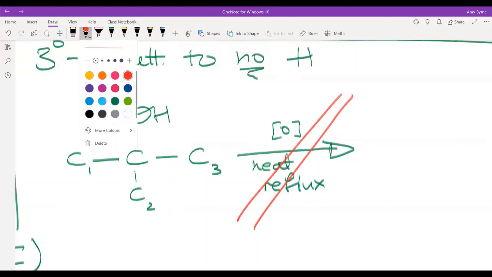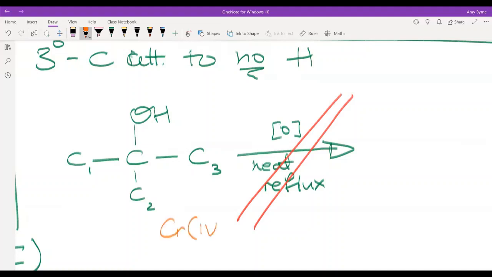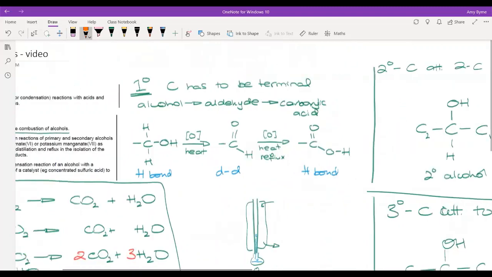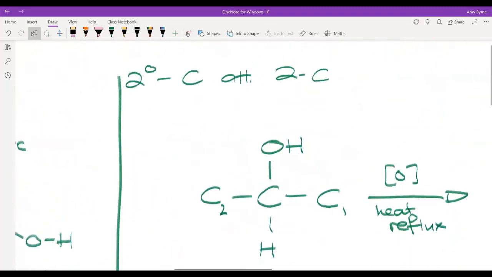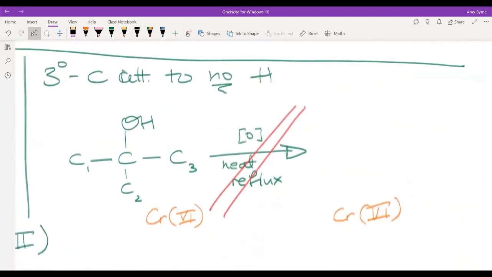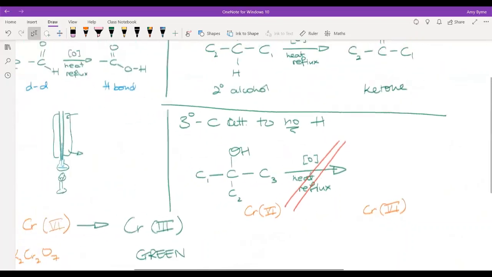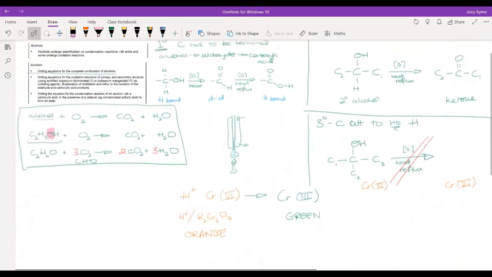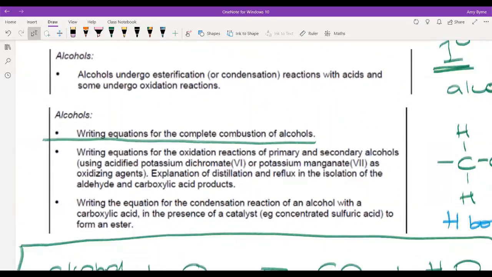So my orange chromium that I added, I always write it around the wrong way. My orange chromium that I add here is still going to be here afterwards. Whereas my chromium will go green in primary alcohols and in secondary. In tertiary, there's nothing to be done. It doesn't react. Okay, so we've talked about, let's double check. Writing reactions for the oxidation of primary and secondary alcohols with acidified potassium dichromate.